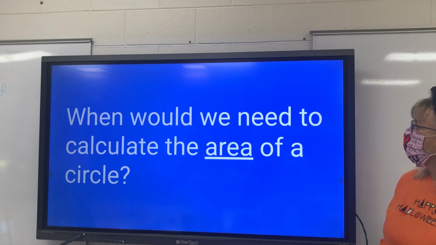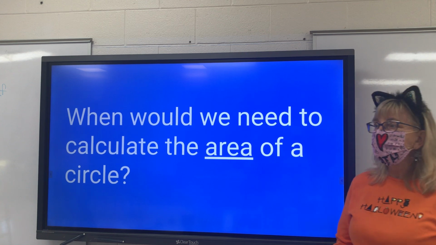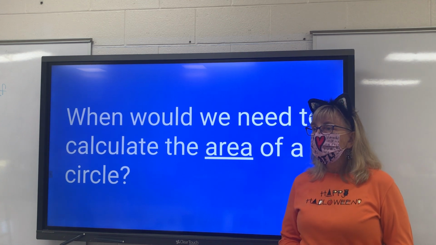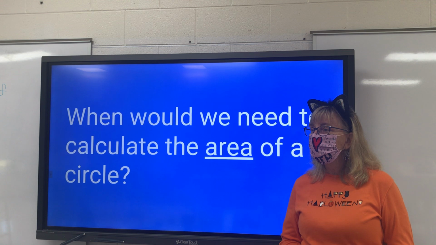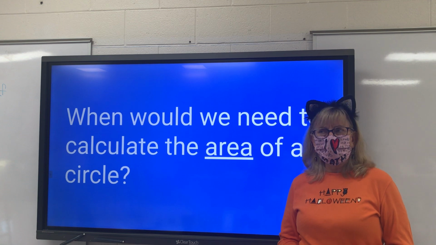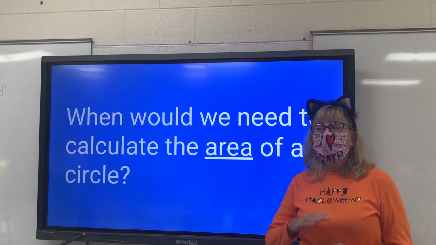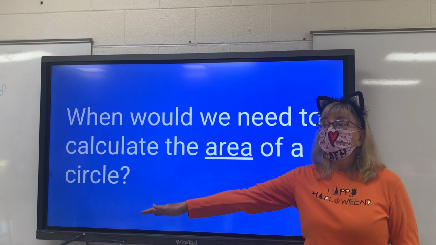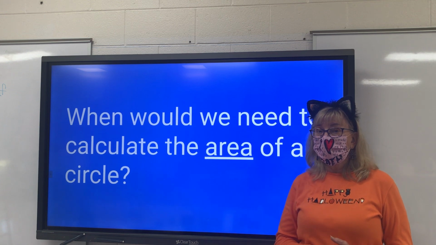When would we need to calculate the area of a circle? Alan? When you're trying to fill something in, I guess. Filling in would be volume. Yeah. Covering is area, okay? So give me an example.